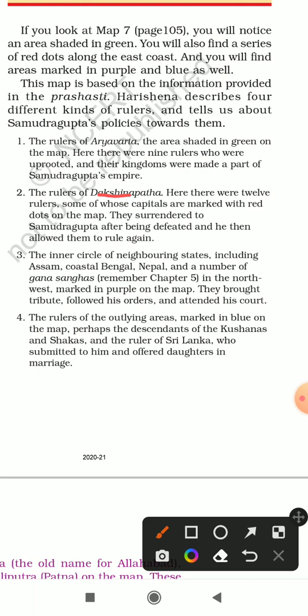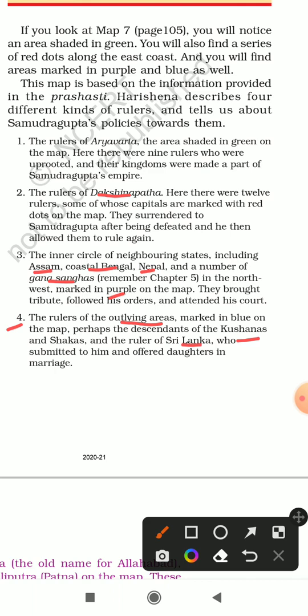The third were the inner circle of neighboring states, including Assam, coastal Bengal, Nepal, and a number of Gana Sanghas in the northwest, marked in purple on the map. They brought tribute, followed his orders, and attended his court. The fourth were the rulers of outlying areas, marked in blue on the map, perhaps the descendants of the Kushanas, whom we talked about in the previous chapter, and Shakas, and the ruler of Sri Lanka, who submitted to him and offered daughters in marriage.